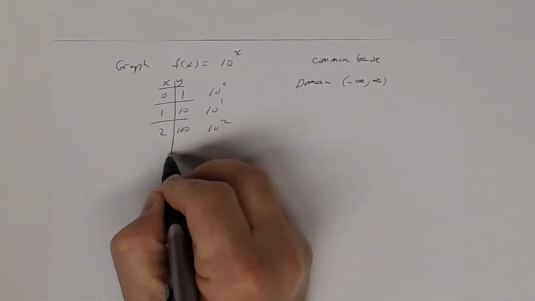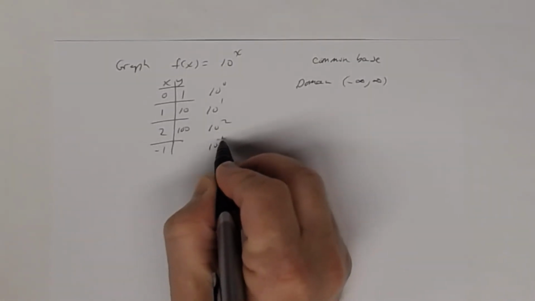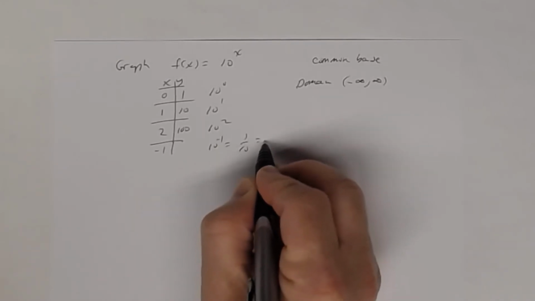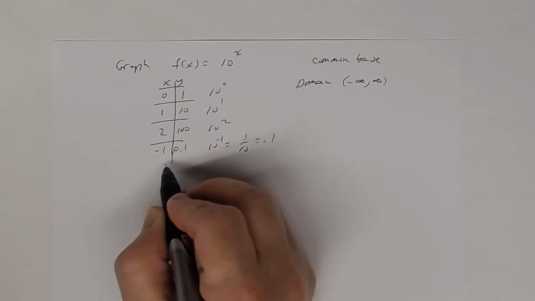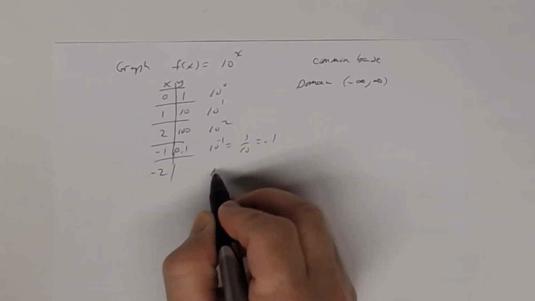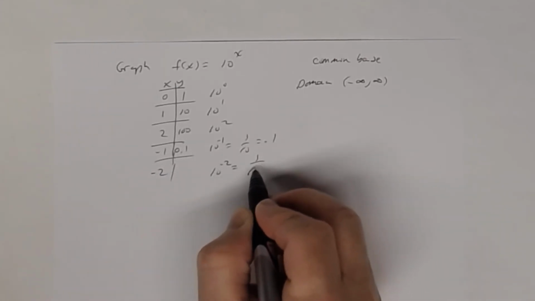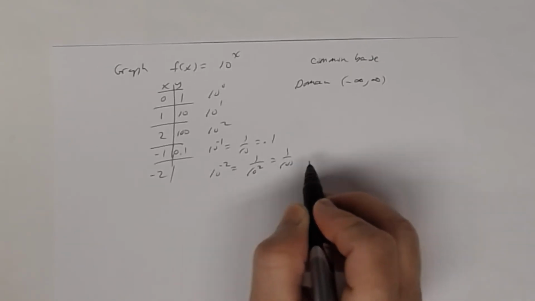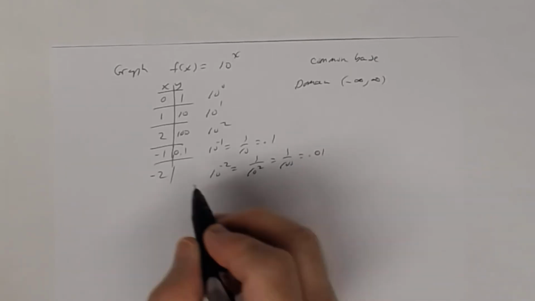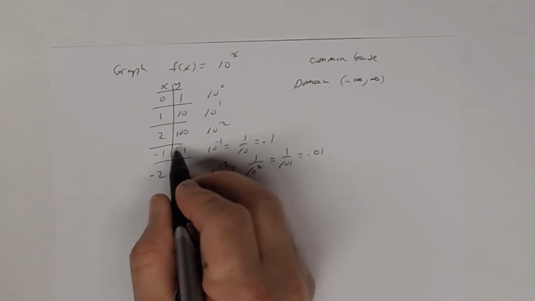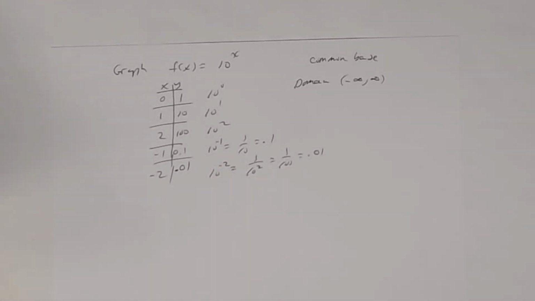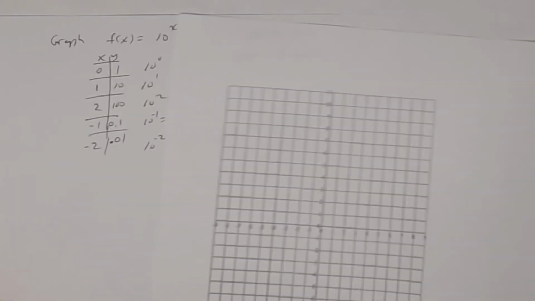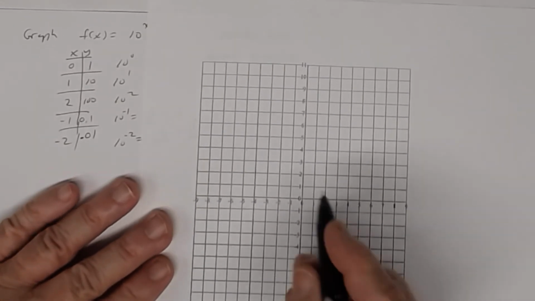If x is negative 1, I get 10 to the negative 1, which is 1 over 10, which is 0.1, right? And negative 2, I get 10 to the negative second power, which is 1 over 10 squared, which is 1 over 100, which is 0.01. Okay. All right, so when I plot those points, I want you to see what the graph looks like.